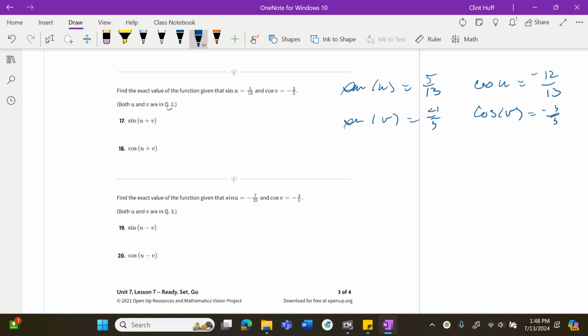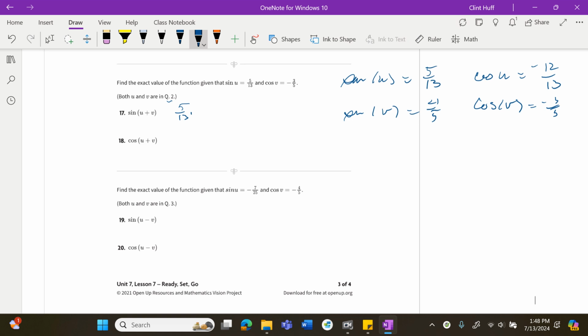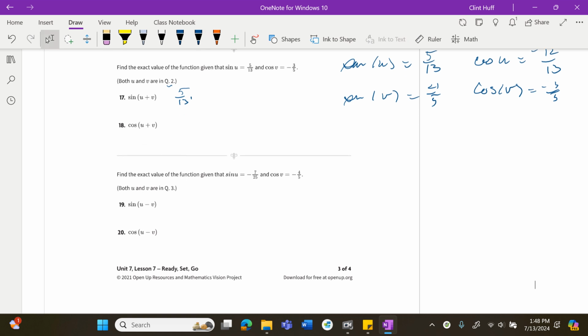All right, so now we're going to just plug our values in. The sine of u plus v is going to be the sine of u, which is up there in that chart, 5/13, times the cosine of v, which is negative 3/5, plus the sine of v, which is 4/5, times the cosine of u, which is negative 12/13, I believe.